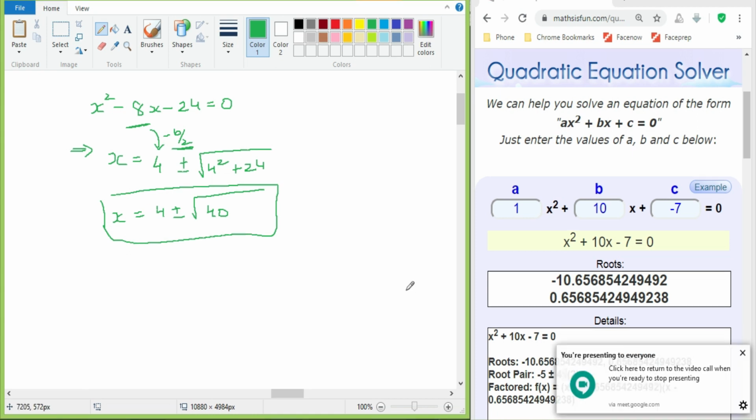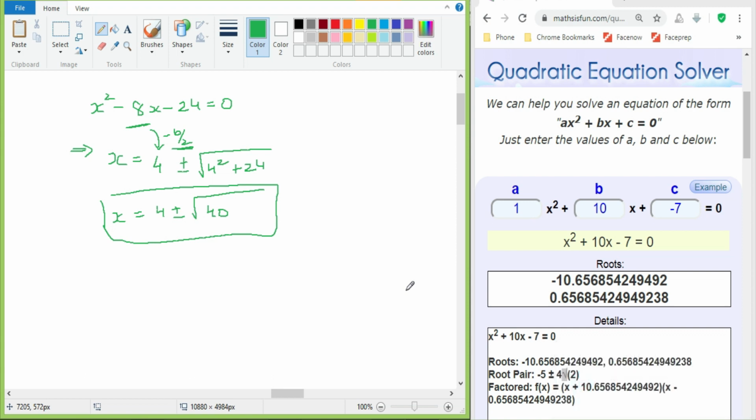So I'll just recall it once again for this problem. The given question is x square minus 8x minus 24 is equal to 0. So we need to find out the value of x. First, we are going to take half of the central term. Half of the central term is minus 8 divided by 2, that is minus 4. So we are going to take the negation of it, that is nothing but 4.